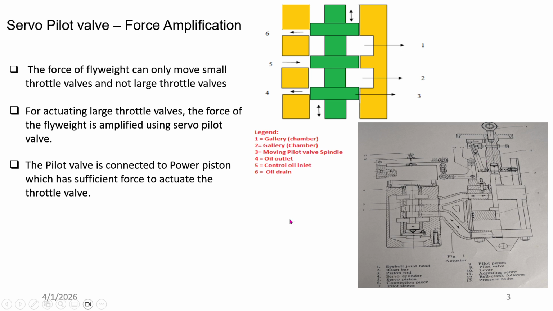And this area is more. That's why the power required for operating the steam valve will be available, as more pressure over a larger area gives more force.